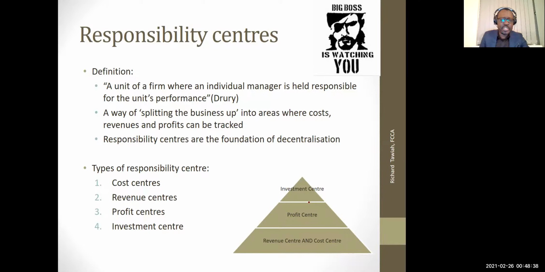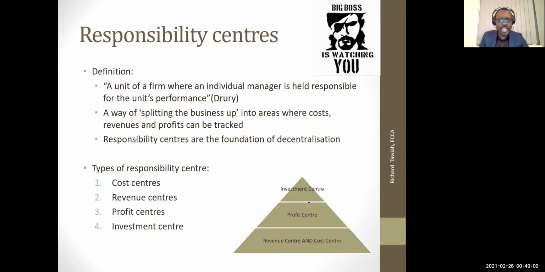So responsibility centers, Drury defines it as a unit of the firm where an individual manager is held responsible for the performance of that unit. So it could be an investment center, a cost center, or a revenue center. So it is a way of splitting up the business into various areas, like I said, could be cost, revenue, profits, okay?